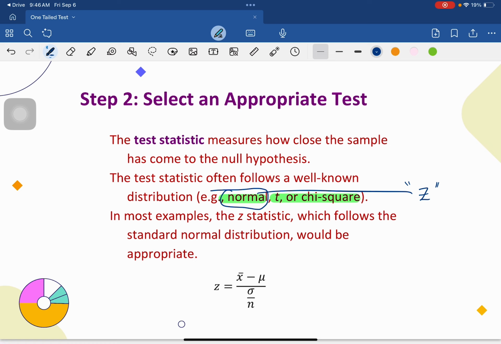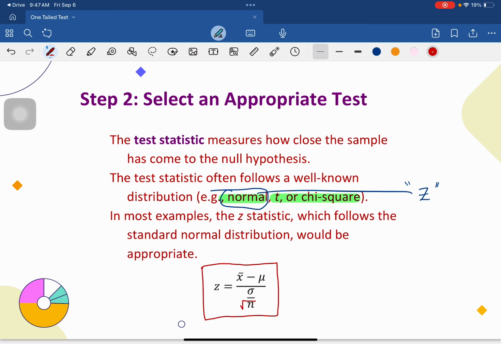So we will be using this formula. Just take note of this. It should be the square root of n. Just put that correction. So the test statistic that we'll be using is the z-value, and our z-value is equal to the sample mean minus the population mean all over the standard deviation over the square root of the sample size. Okay, that will be used for our one-tailed test.